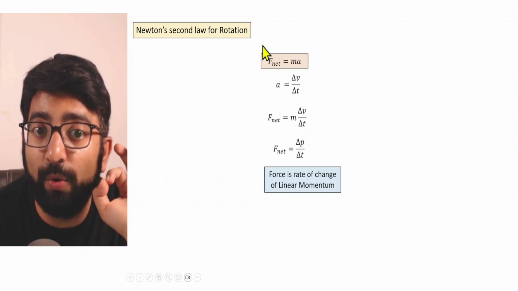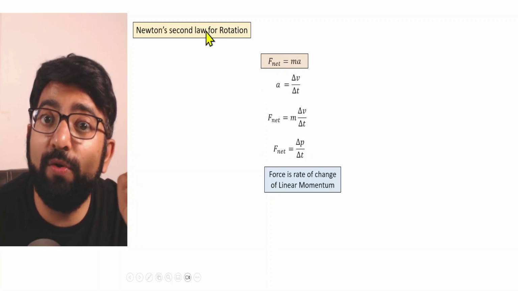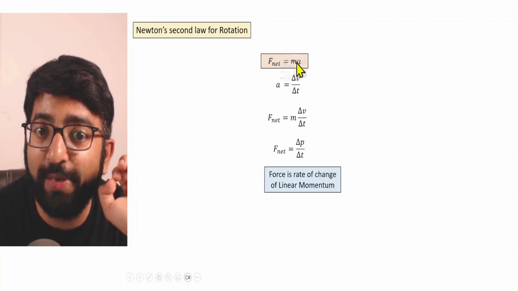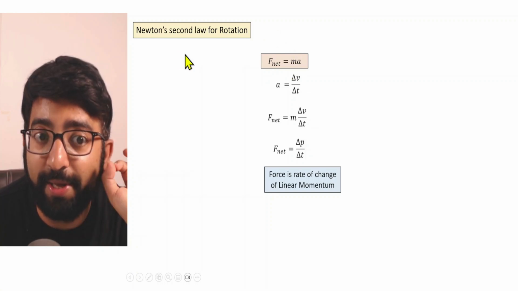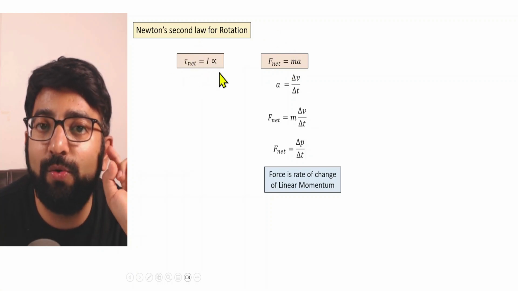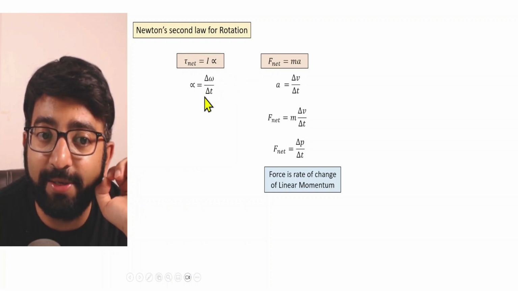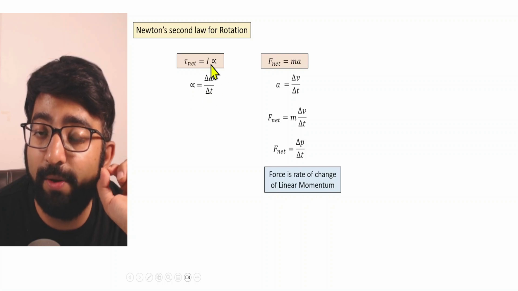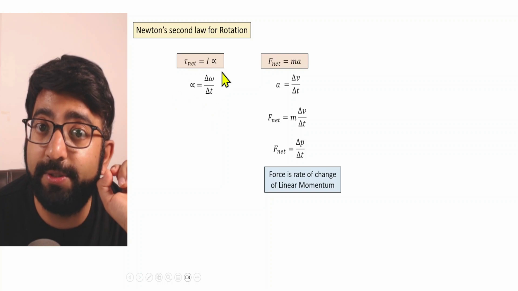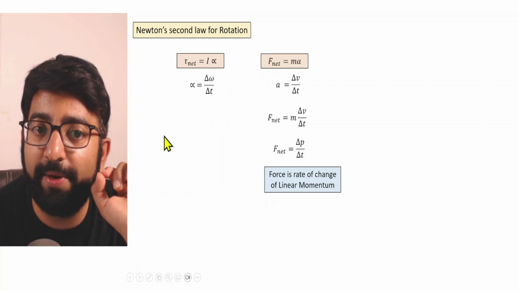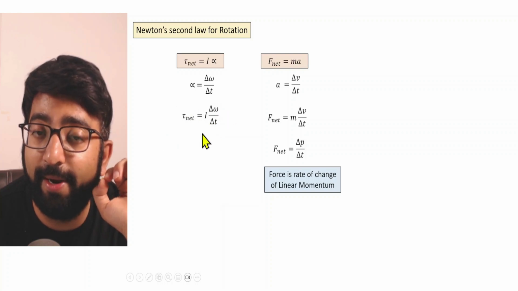Now let's write down Newton's second law for rotational motion. The corresponding term for force in rotation is torque. The corresponding term for m in rotational motion is I, moment of inertia. So the expression is torque net is equal to I alpha, where alpha stands for the angular acceleration. Angular acceleration is the rate of change of angular velocity, omega being the angular velocity. Now if we put this expression of alpha in this expression, we will get torque net is equal to I into delta omega by delta t.